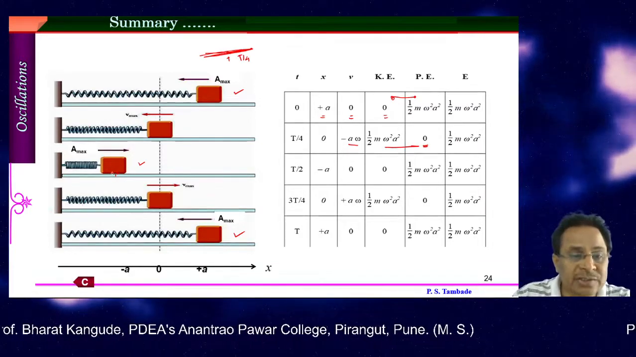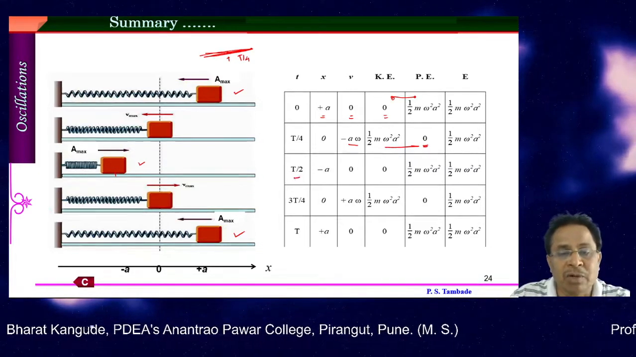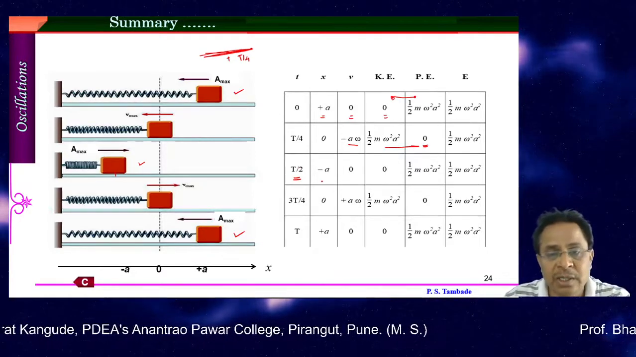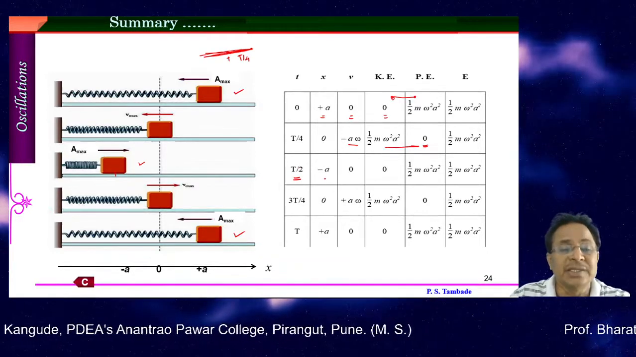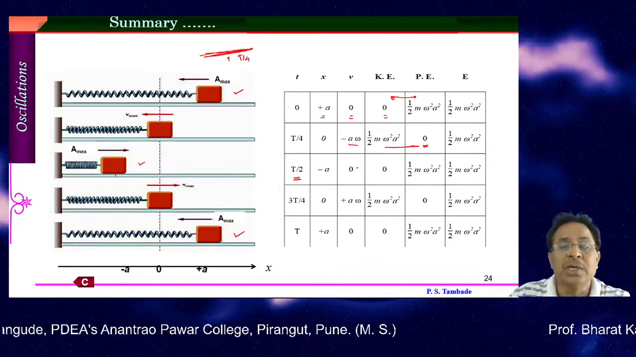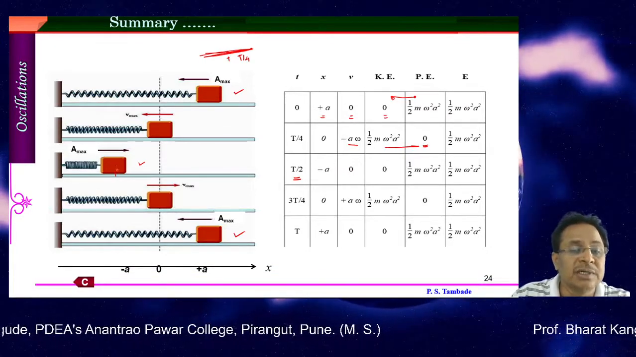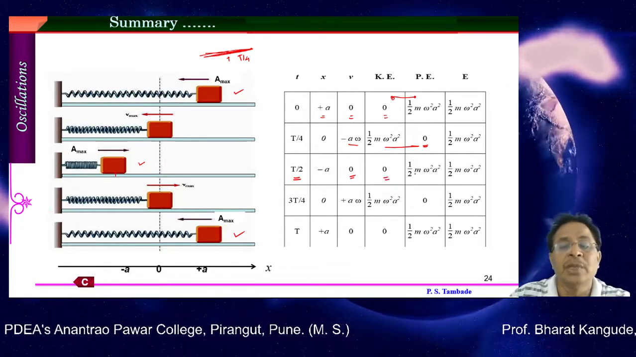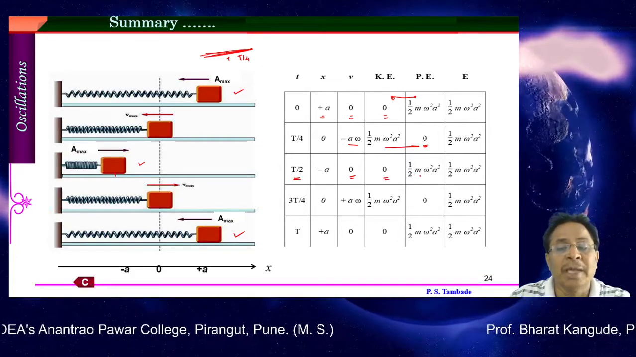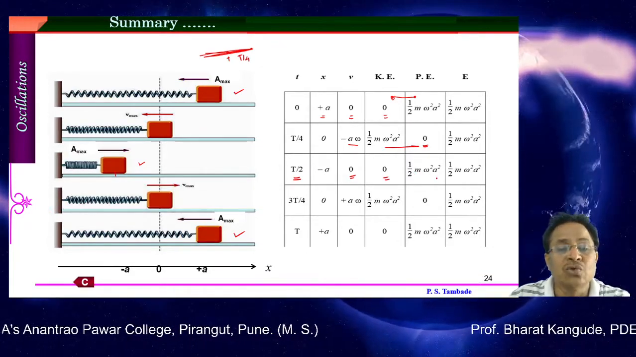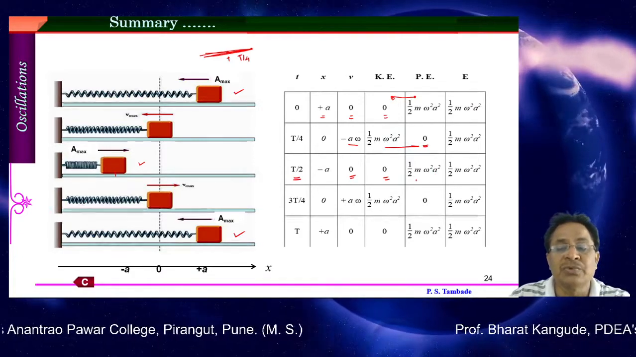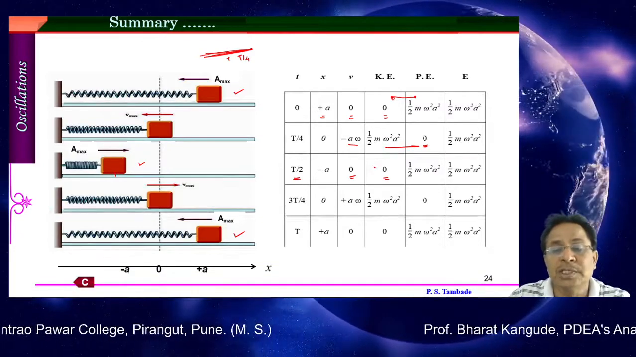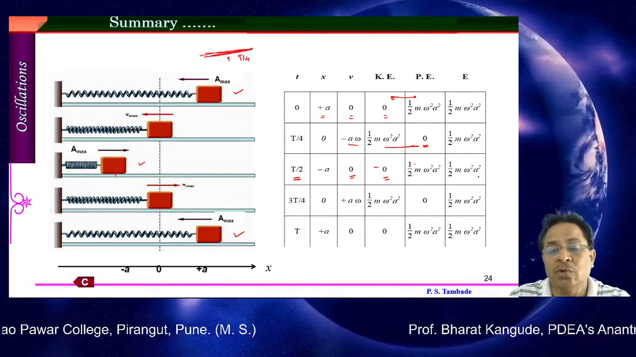Now let's come to the left extreme end. The time required for this journey is capital T by 2, half of the period. This time x is equal to minus A, the maximum amplitude on the negative side. In this case also the oscillator completely stops at this location, so v is equal to 0, therefore kinetic energy is 0. Its potential energy is 1/2 m omega square into x square. x is equal to minus A, the square of that is plus A square. So again 1/2 m omega square into A square, and therefore the total energy is 1/2 m omega square into A square.